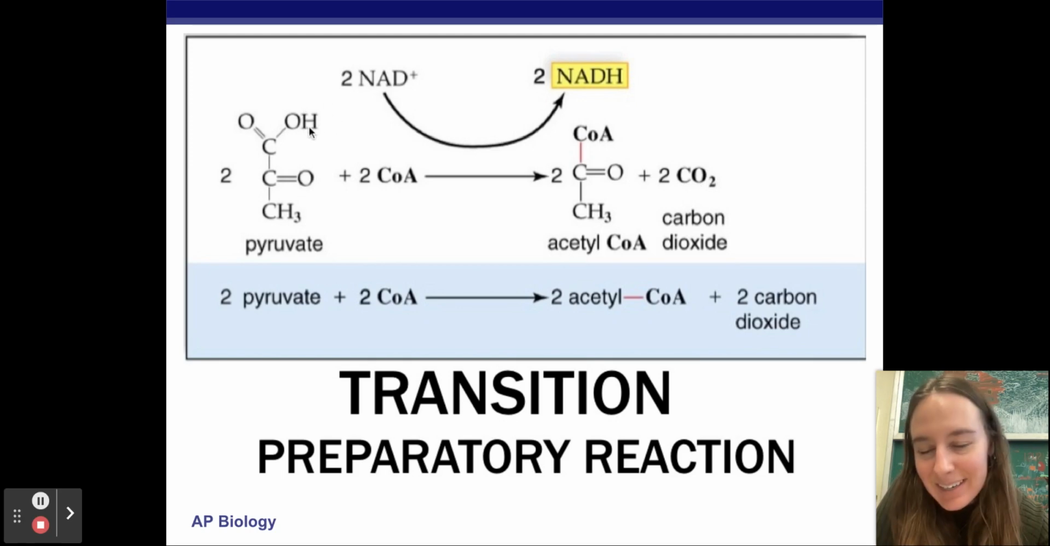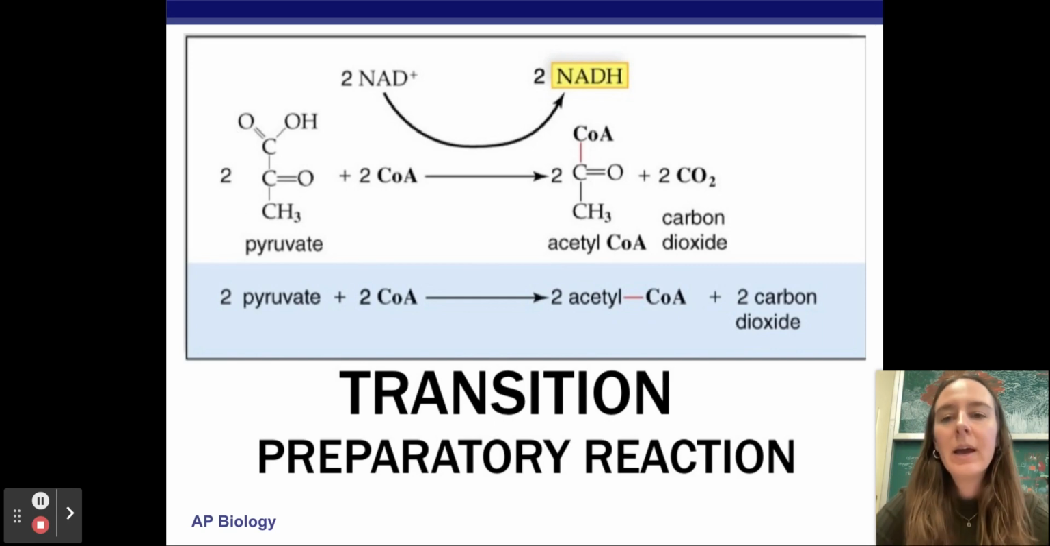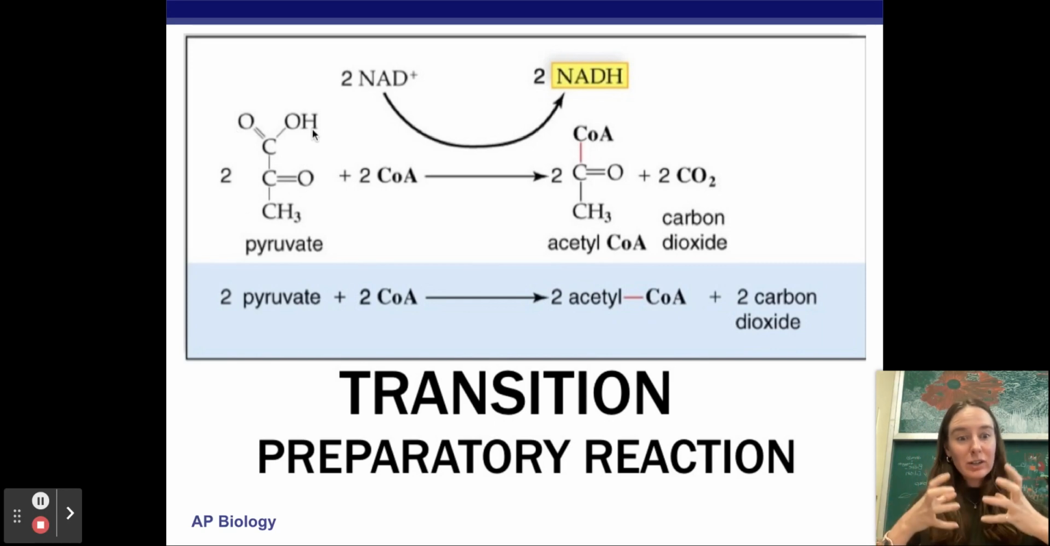Well, this hydrogen is now going to be stripped off, right? It's going to be oxidized. The pyruvate is going to be oxidized. The hydrogen is going to be stripped off. And where is it going to go? Remember, hydrogen's full of electrons. It's got energy. You can't waste that. It's not just going to disappear.